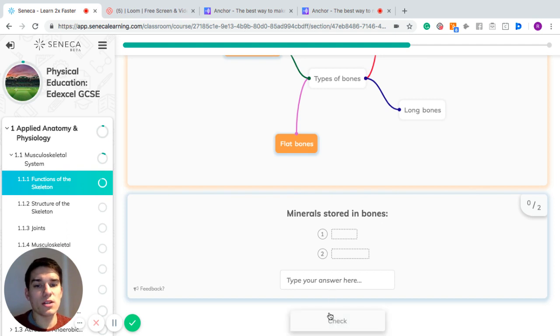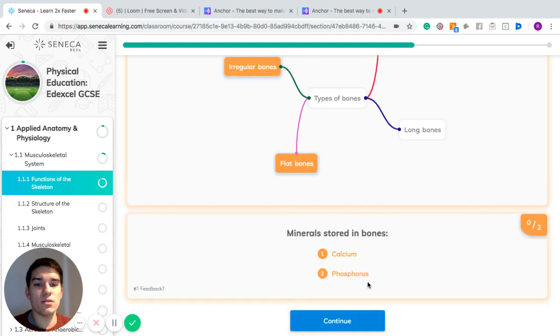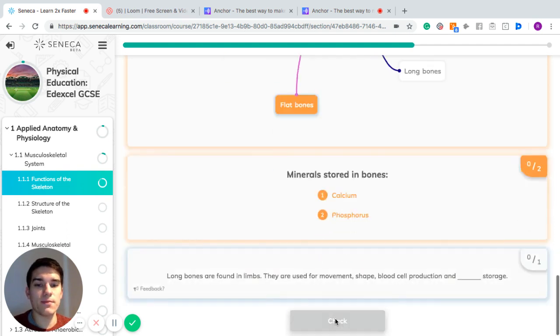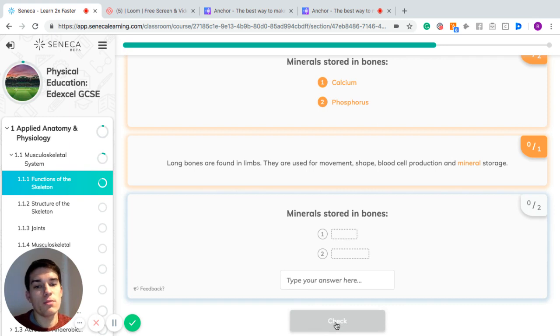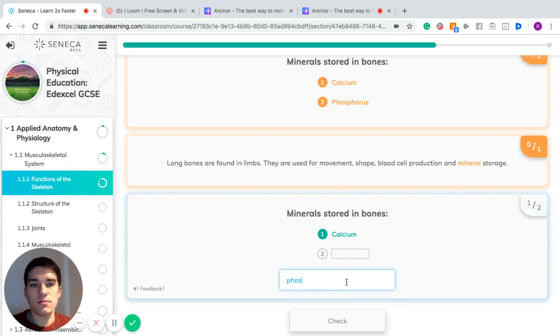The different minerals that are stored in bones, if we remember, are calcium and phosphorus. And long bones are found in limbs. They are used for movement, shape, blood cell production, and mineral storage. Remember, the minerals in the bones are calcium and phosphorus.